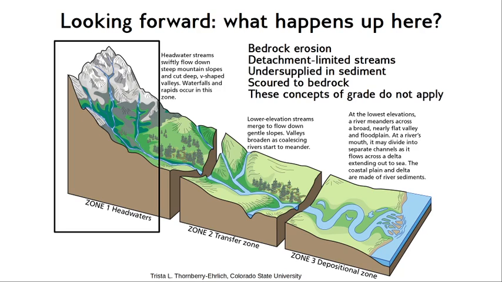But up here in these bedrock-dominated areas where bedrock is actively eroding, all these rivers are undersupplied in sediment, and they erode via detachment-limited rules, so they're no longer actually limited by their ability to move sediment. And as a matter of fact, they're removing sediment so quickly that they frequently scour to bedrock. And at this region of the landscape, these concepts of grade do not apply. And yet, this diagram is still showing what looks like a generally concave up river long profile pattern.